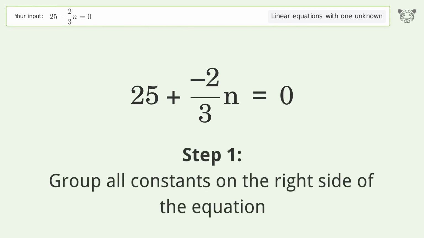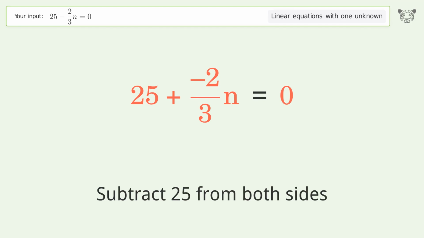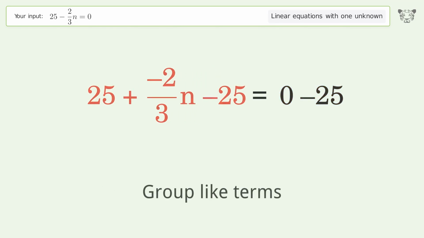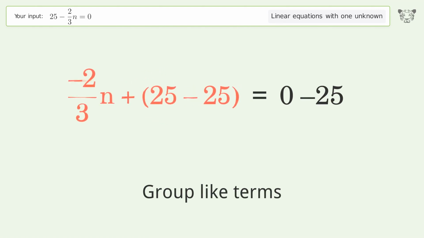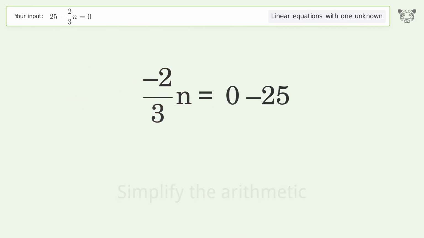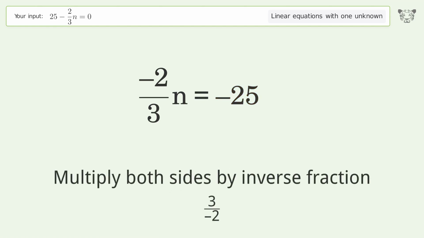Group all constants on the right side of the equation. Subtract 25 from both sides. Group like terms. Simplify the arithmetic. Isolate the n. Multiply both sides by inverse fraction 3/2.